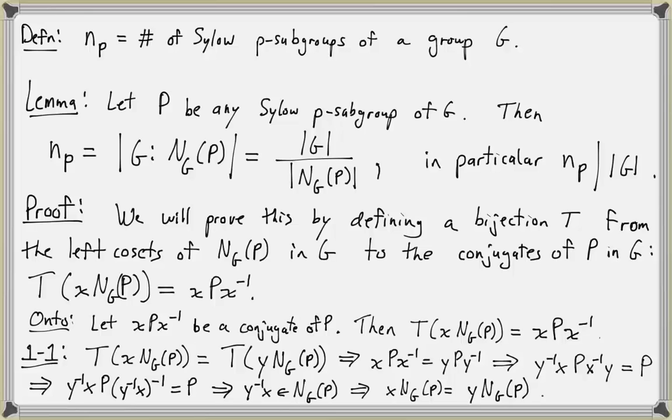So this lemma gives us a formula for the number of Sylow P subgroups of group G and tells us that this number must divide the order of G. But we can actually know even more information about the number of Sylow P subgroups, and that will be given in the statement of Sylow's third theorem.